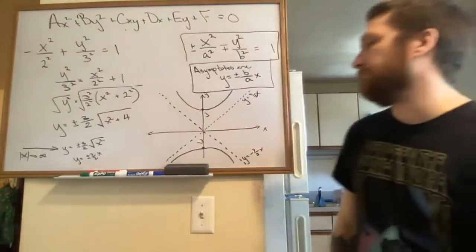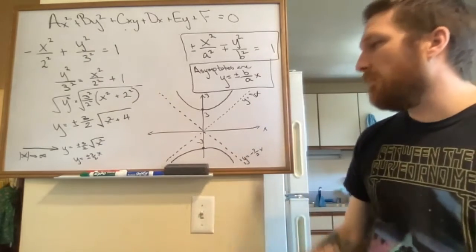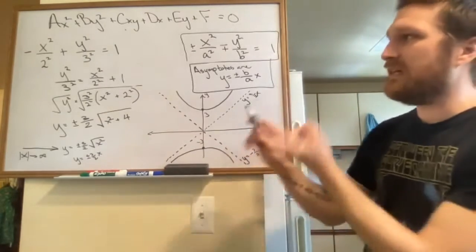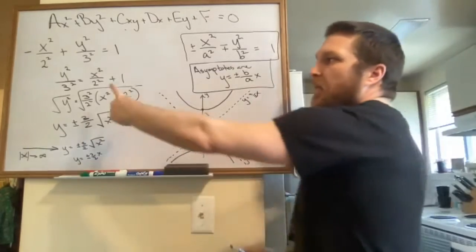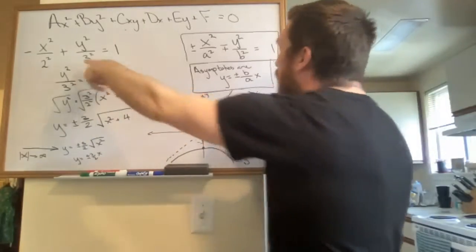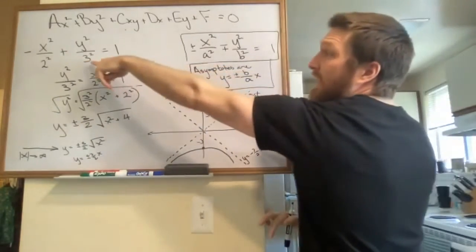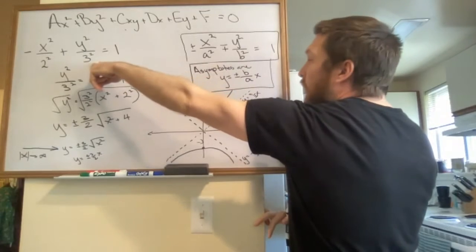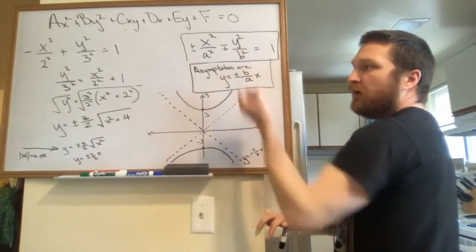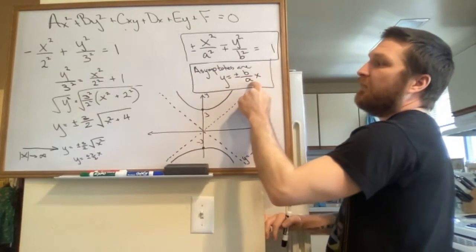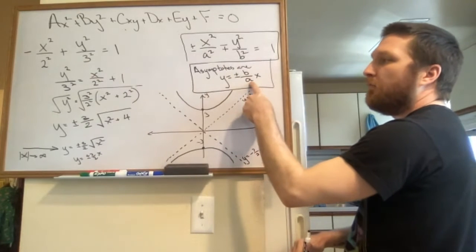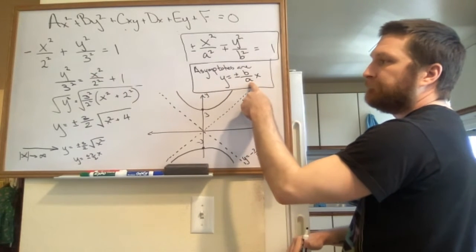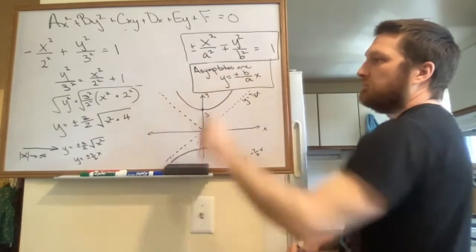And there's my hyperbola. So really, it doesn't matter which one's positive and which one's negative. The y value, the b value for the y, always ends up in the numerator for the asymptote. And the a always ends up in the denominator for the asymptote. And so there we go.